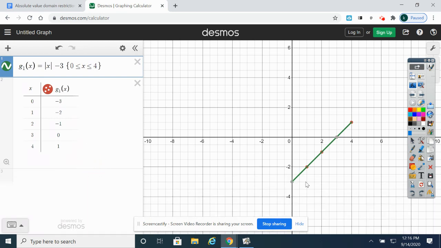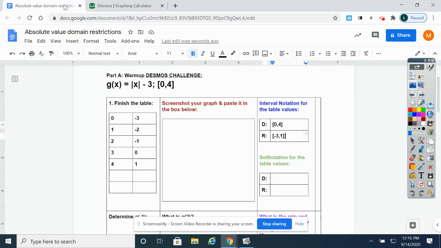There's our values. And look, it only graphs the portion of the line now between 0 and 4, so we don't see the whole V, just the portion of the V that pertains to this problem. So now maybe it's easier to see the domain goes from 0 only up to 4, and then the range down here at negative 3 all the way up to positive 1. So that's why this is negative 3 to positive 1.